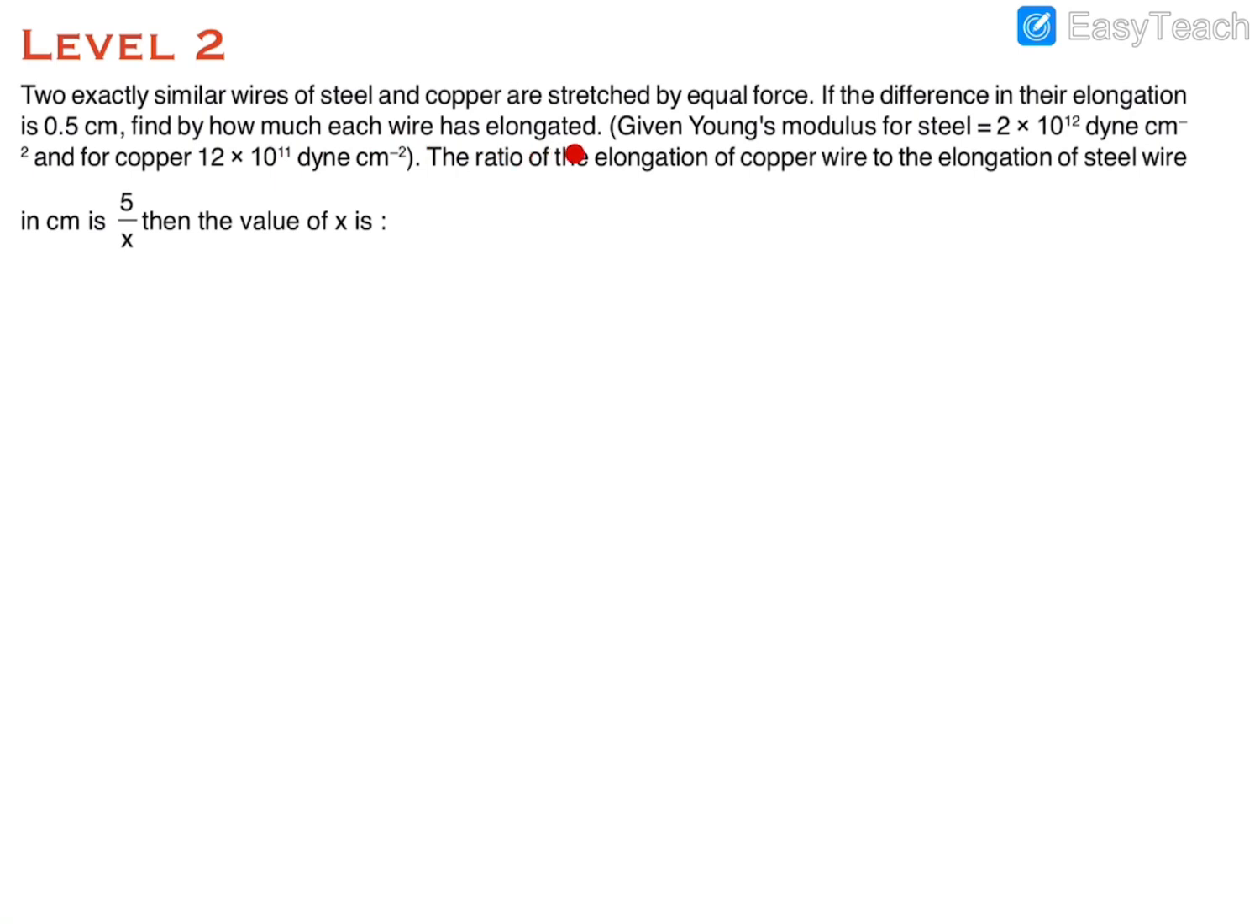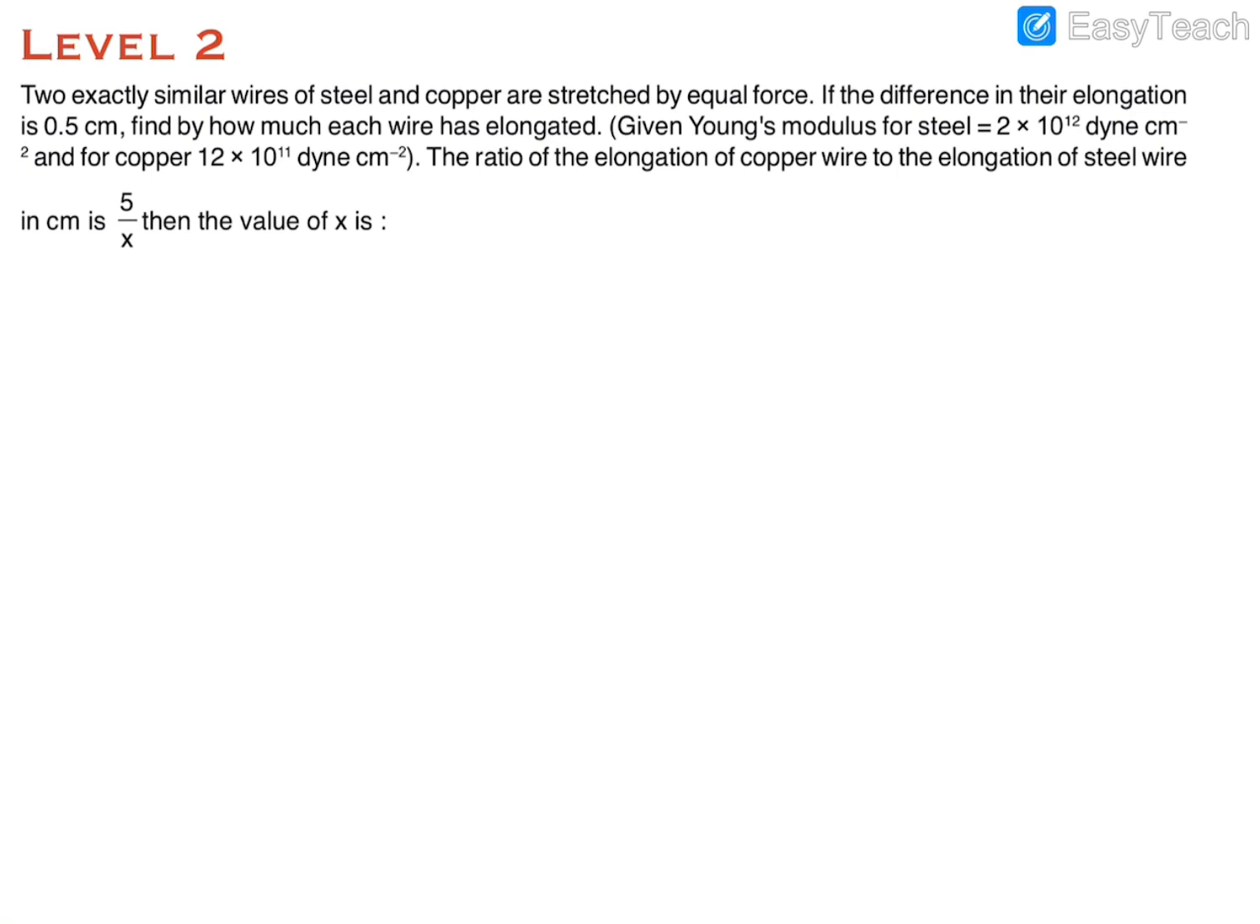So we have to find out how much each wire has elongated, and it is given that the Young's modulus for steel is 2 into 10 raised to power 12, and Young's modulus for the copper is 12 into 10 raised to power 11. You can see that the unit system which is used in this question is CGS. So we can use this system throughout in the question. It is not needed to convert this system into MKS.